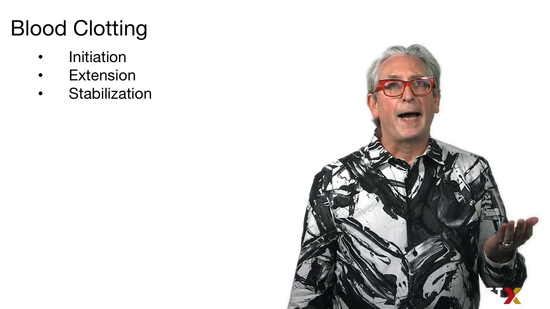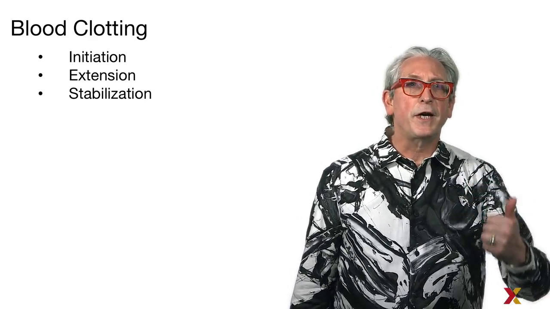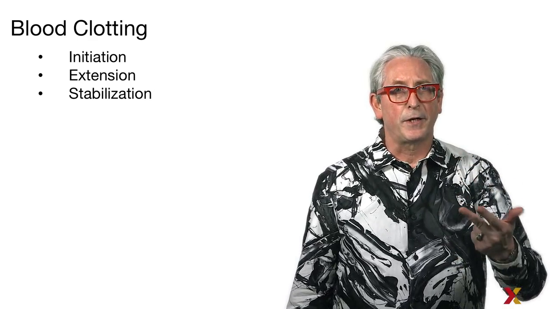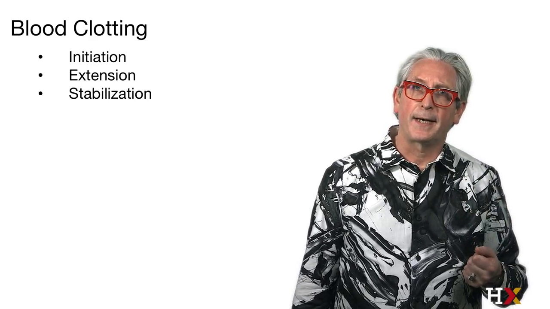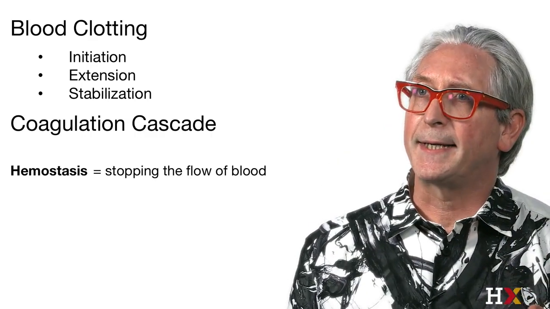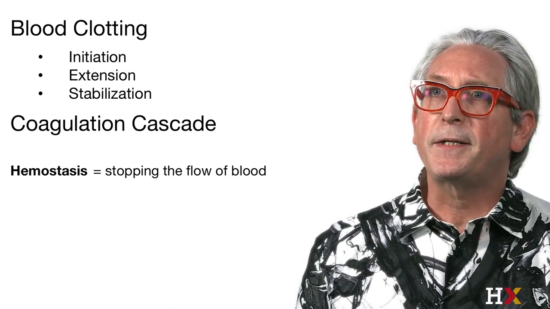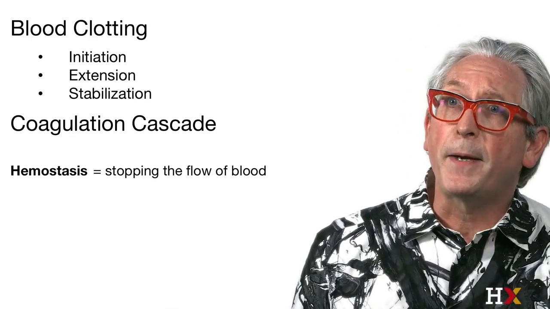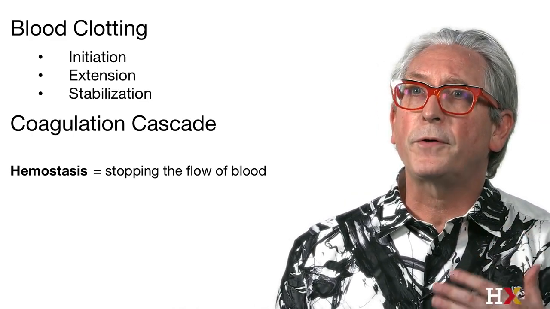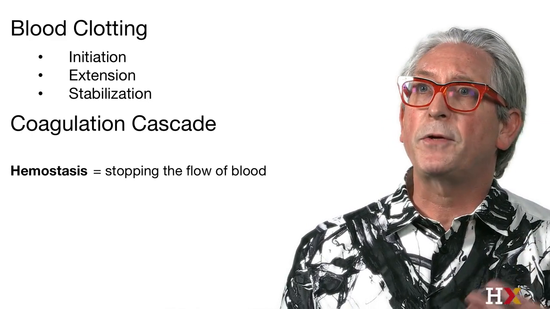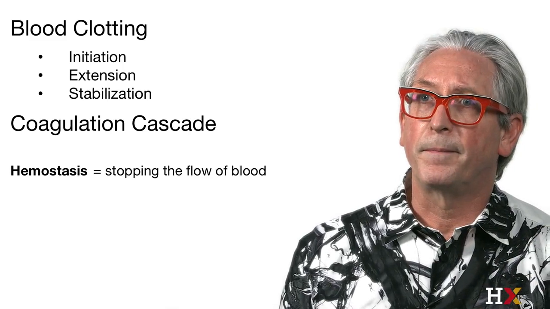In summary, I discussed the three steps of the blood clotting process: initiation, extension, and stabilization, as well as the regulation of the coagulation cascade. The coagulation cascade is how the body carries out hemostasis. Hemostasis is the medical term for stopping of the blood flow. The coagulation cascade is an important response to vascular lesion because it maintains the vascular system as a closed system.